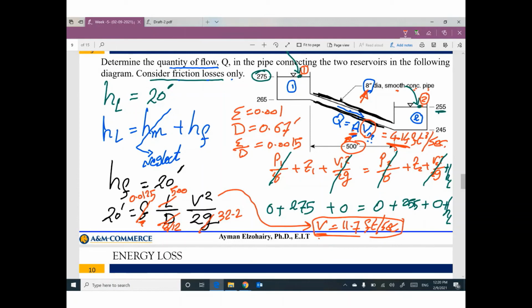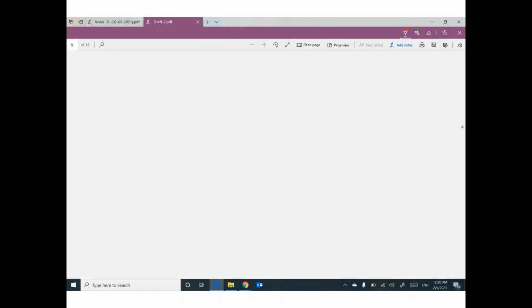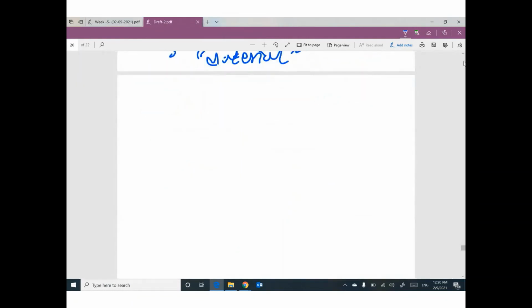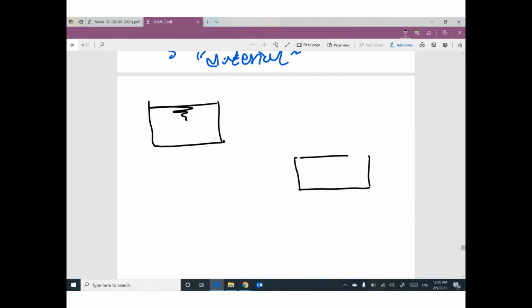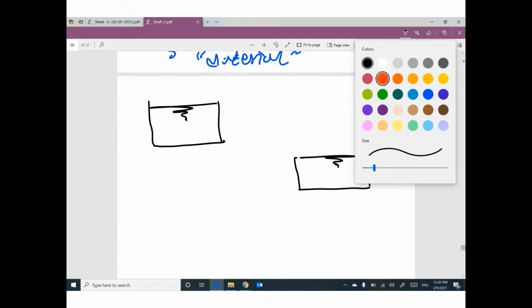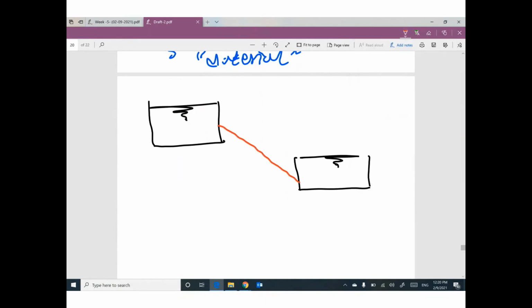So guys, to repeat this example one more time, it's very important. We have a tank here, and we have another tank here. I connected the two tanks by a pipe. What makes sense for me is the flow will be coming from the upper tank to the lower tank. Can you tell me what is the discharge in this pipe?